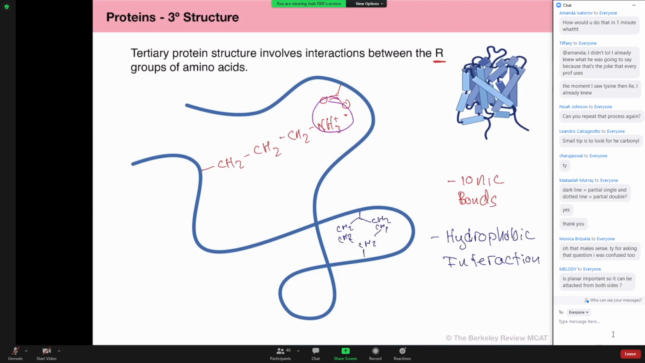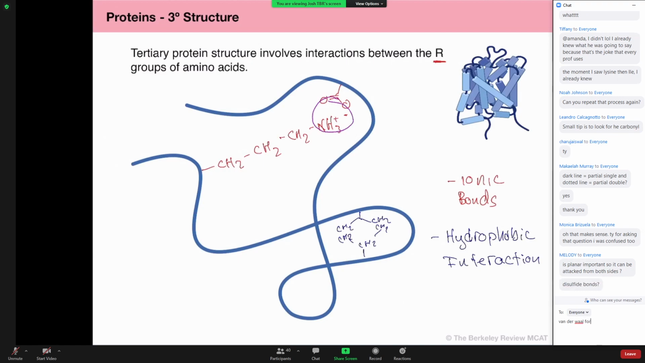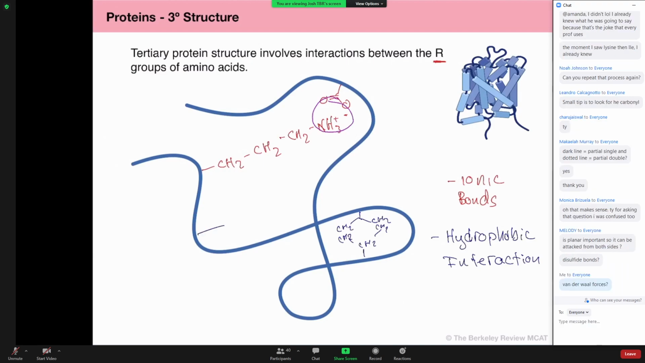Okay, what's another one? Hydrogen bonding would be another one. But again, between the R groups and not the backbone, right? So you can imagine the hydrogen bond, right, here or whatever. I'm going to specify that and say R group.